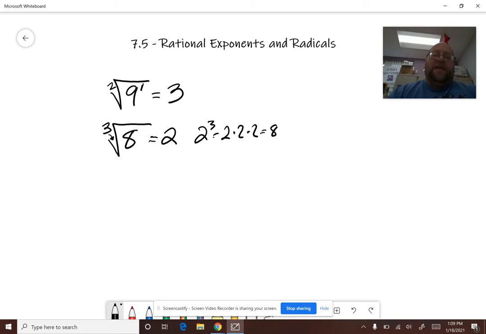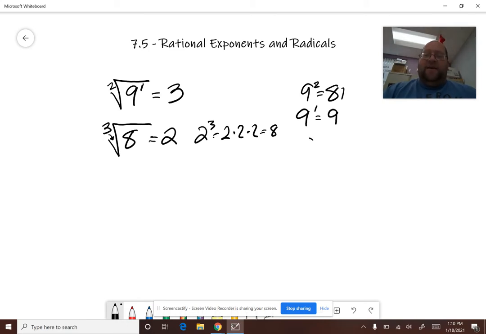Now let's examine the number 9 itself, and I want to show you something. If I take 9 squared, that is going to equal 81. 9 to the first power is 9, and 9 to the 0 power equals 1. So we have to think, what exponent could I raise 9 to that would get me to 3? 9 to the first is 9, 9 to the 0 is 1, so it's got to be in between somewhere. This is where you can take this radical and make it a rational exponent. Let's look at this carefully.